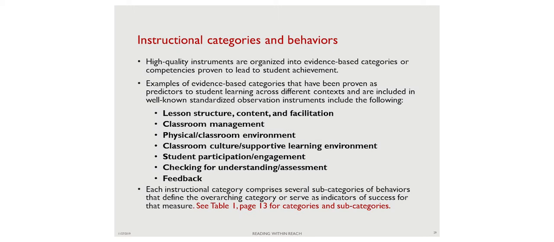So I just want to highlight quickly, you have categories, and then within those categories, for example, classroom management, you have specific behaviors that may be relevant to your context that would actually demonstrate that the teachers had some proficiency in managing their classroom. Or for example, on feedback, what are the specific teacher behaviors or student behaviors that you'd want to see that would give you some indication that that teacher is using feedback in her classroom regularly.